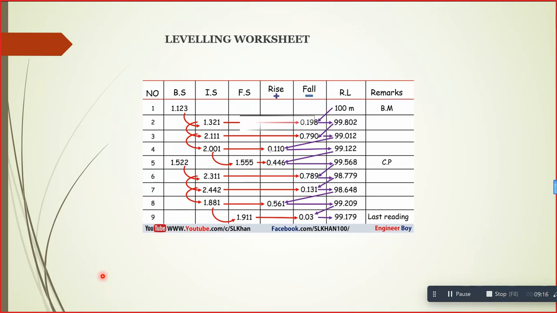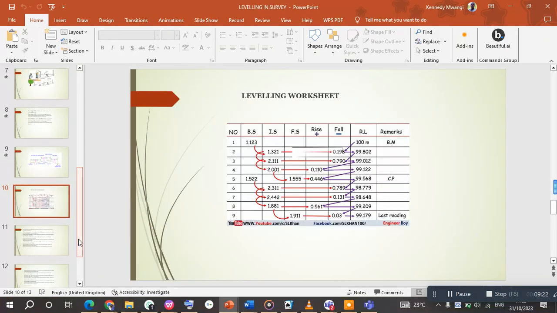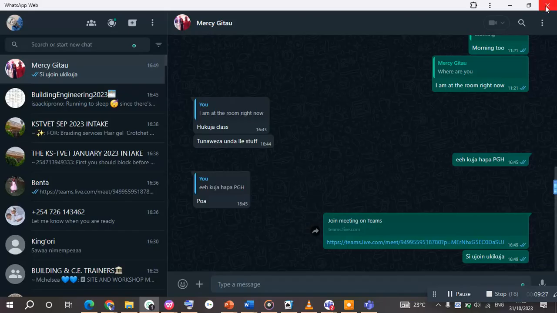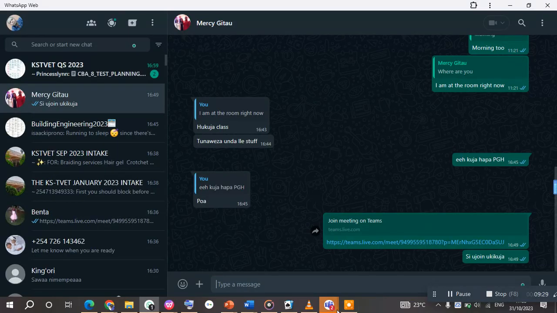So without wasting time, I can see we are going to summarize our lesson and end the session today. In our next lesson, we'll continue on the same.